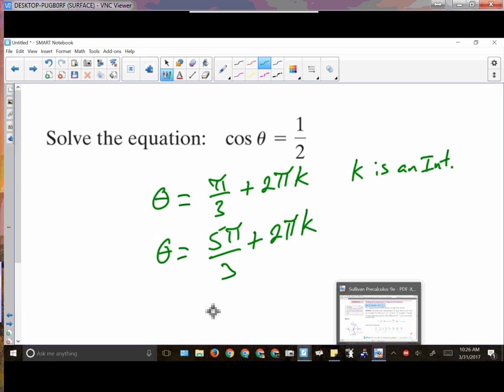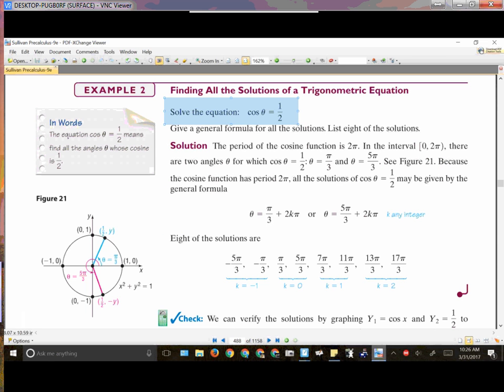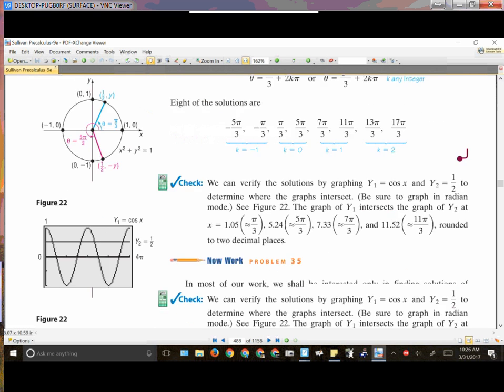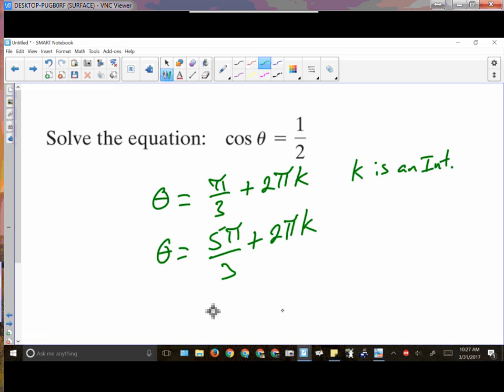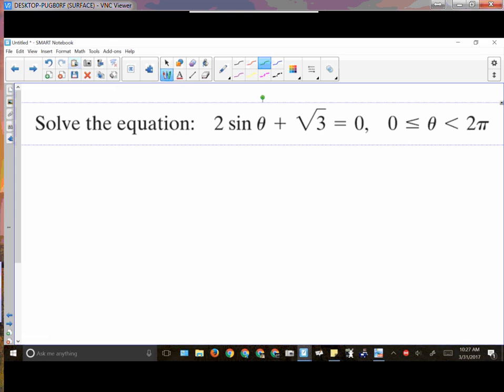So let's try another one. Aren't these fun? So solve this one. Now, for this one, they're telling us, hey, we're just going to keep it between 0 and 2 pi, no big deal. So I want to figure out where this is going to be.